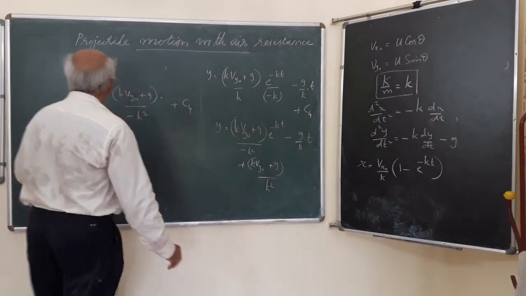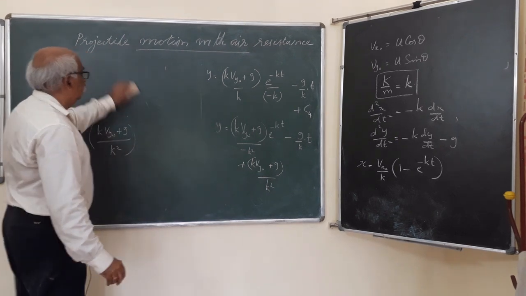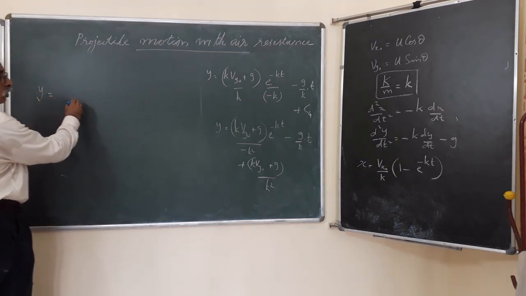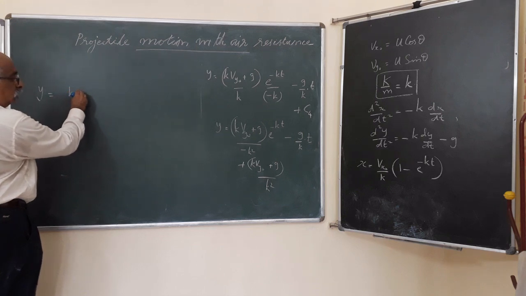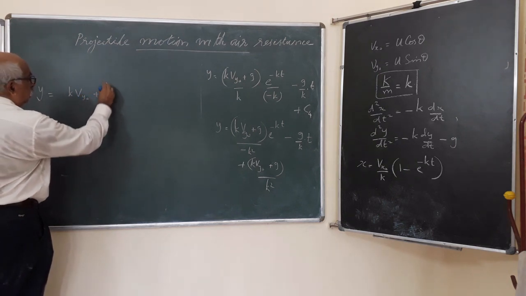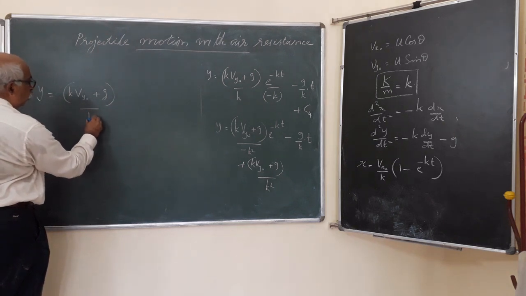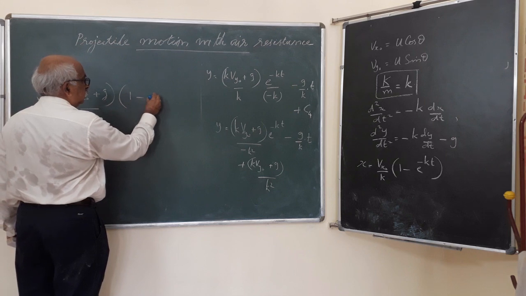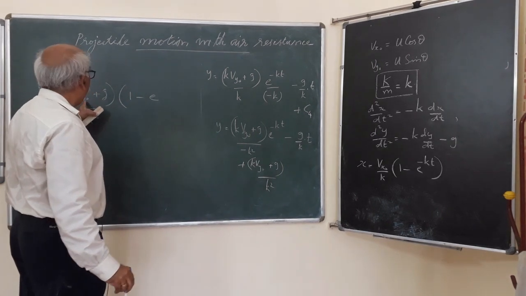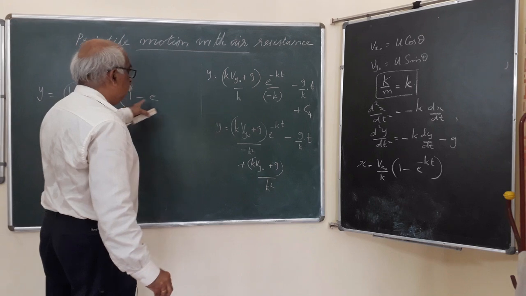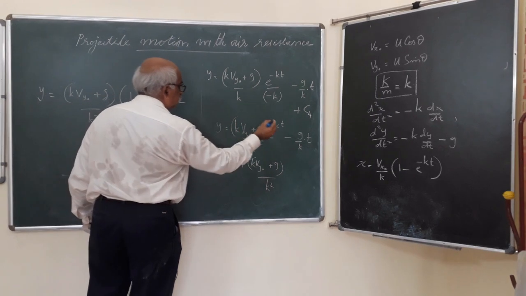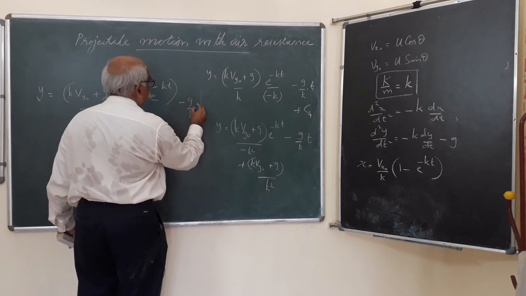These two terms can be combined and we can write this expression for y as y is equal to kVy0 plus g divided by k square into 1 minus e raised to minus kt, minus g by k times t. The minus sign is pulled out here.